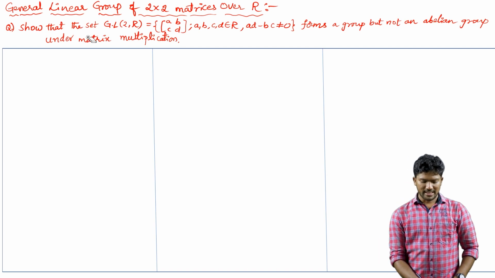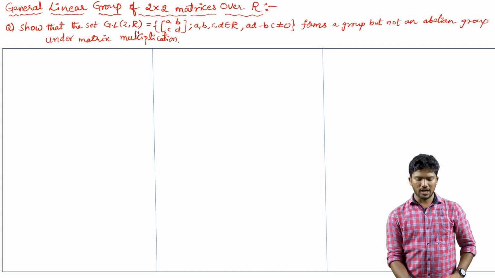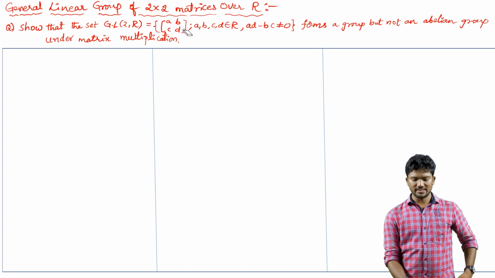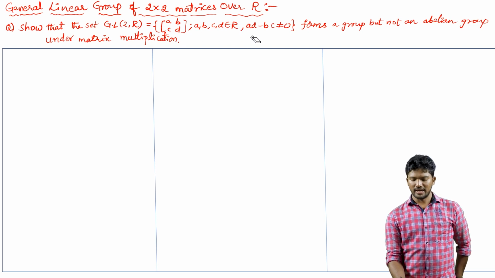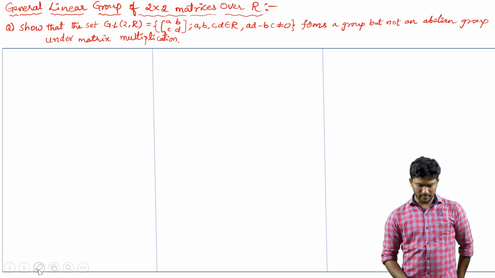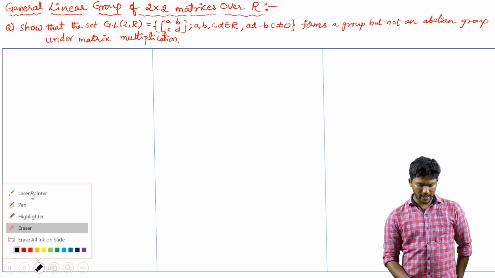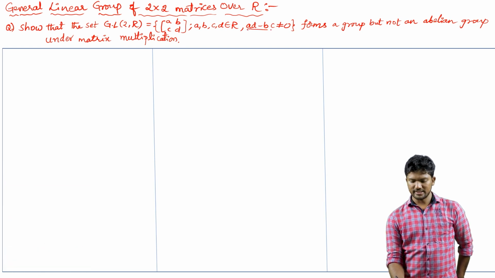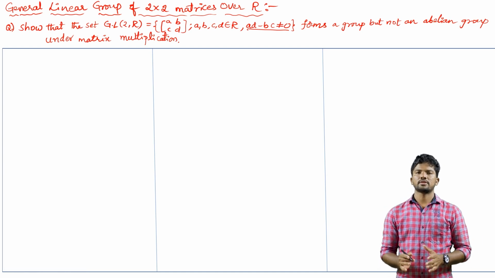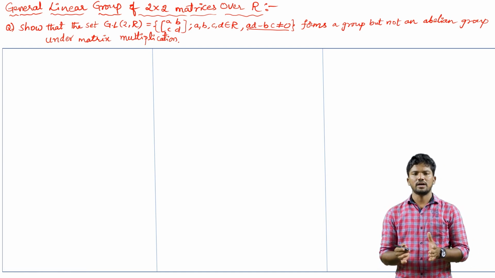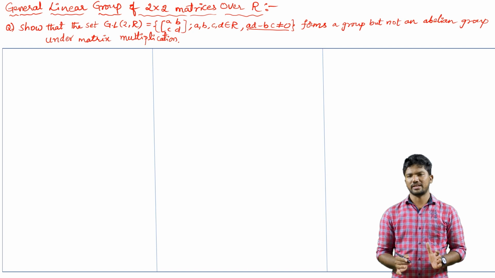Show that the set GL(2, R) is defined as the matrices [[a, b], [c, d]], where the entries a, b, c, d belong to the real numbers and their determinant ad minus bc is not equal to 0. This set forms a group but not an abelian group under matrix multiplication.